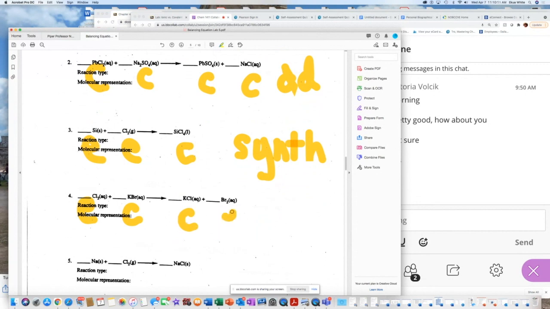Oh, I knew it. They won't allow me to write like that. So E, C, C, E. I told you before, when you have C and E on the left and C and E on the right, then you have single displacement, versus when all 4 are C's, you have double displacement.